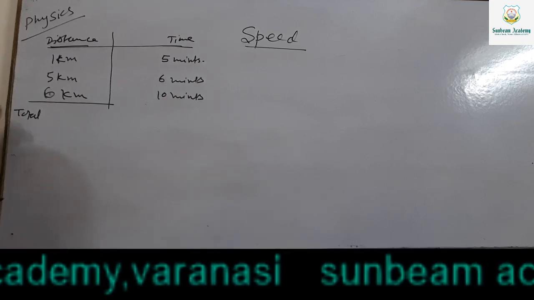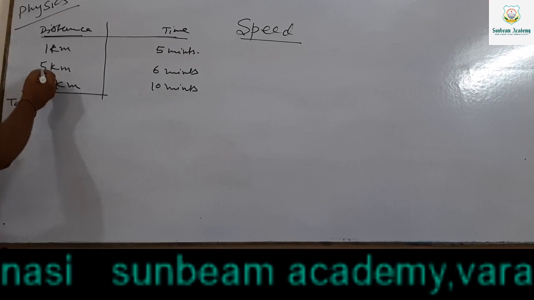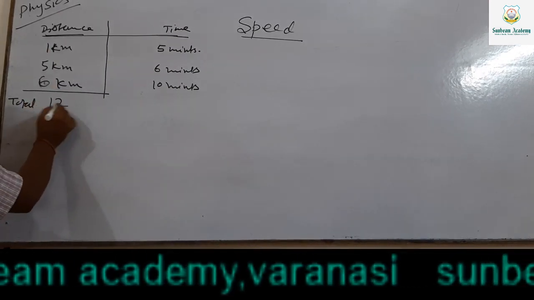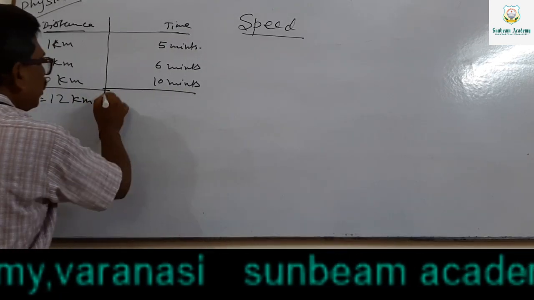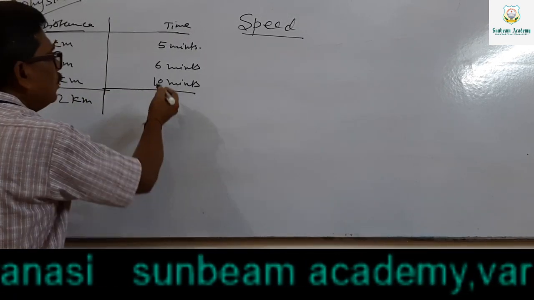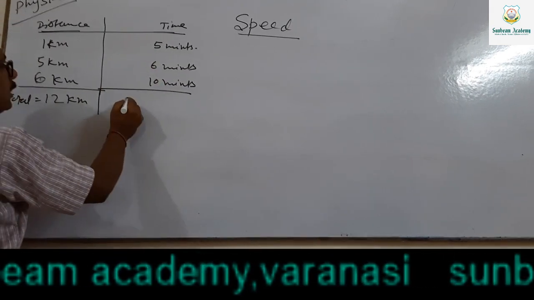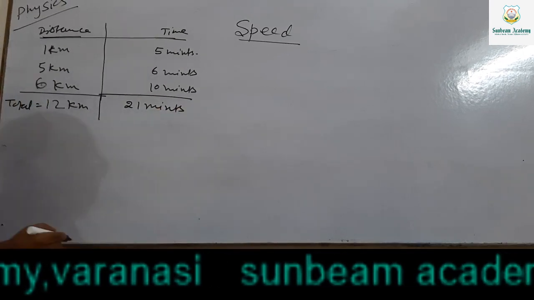First we have to add all the distances traveled by the boy. 6 plus 5, 11 plus 1, 12 kilometers. Total distance is 12 kilometer. Now total time, 16, that is 21 minutes.